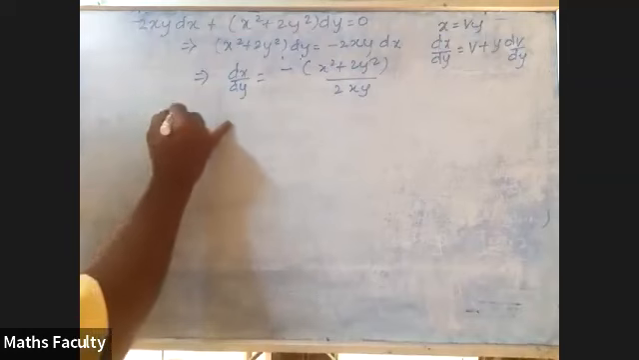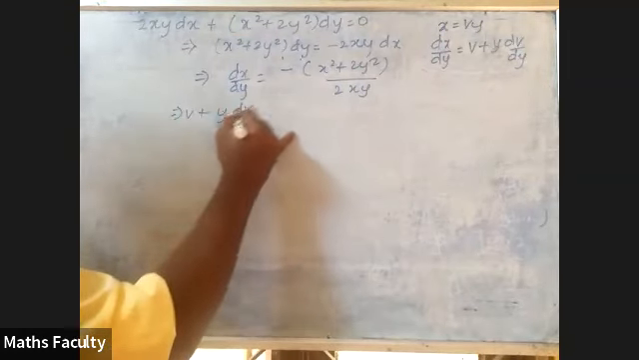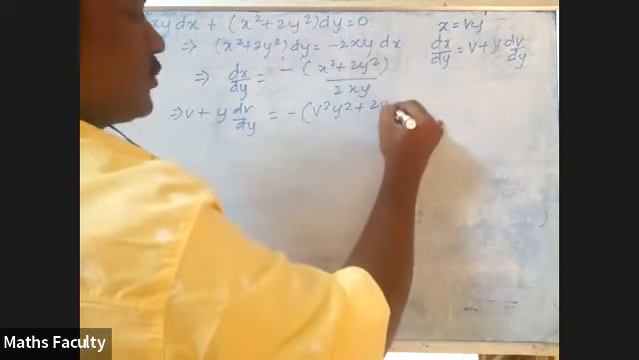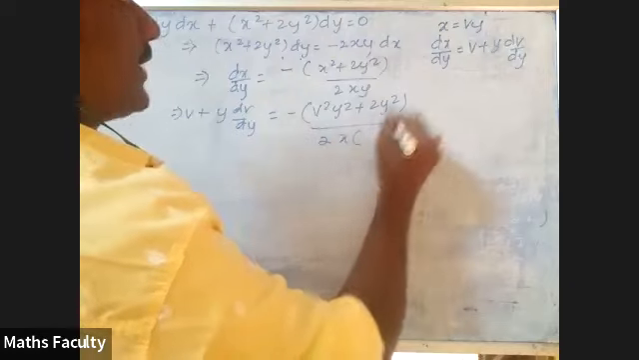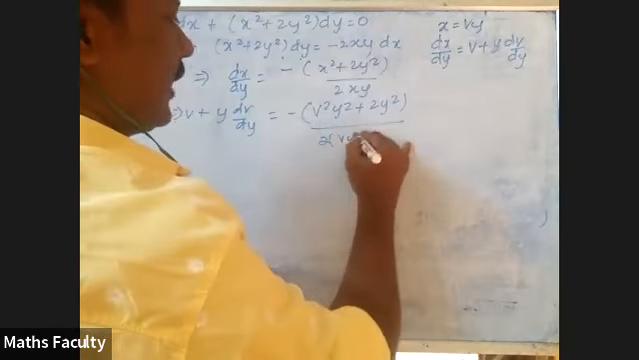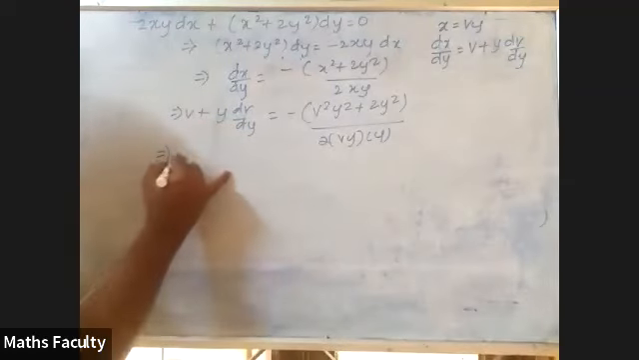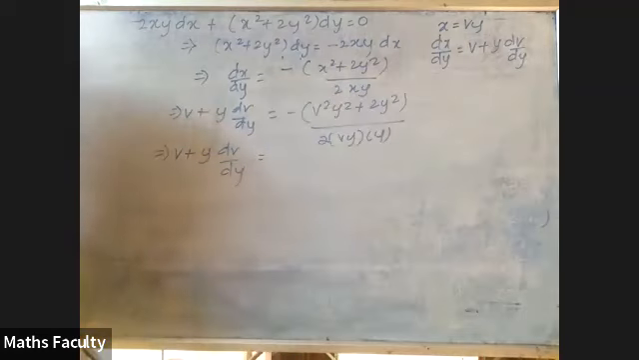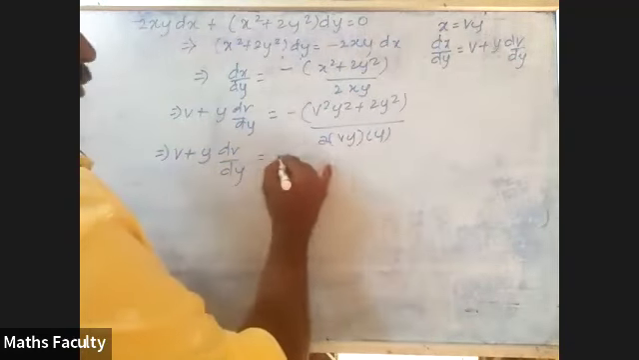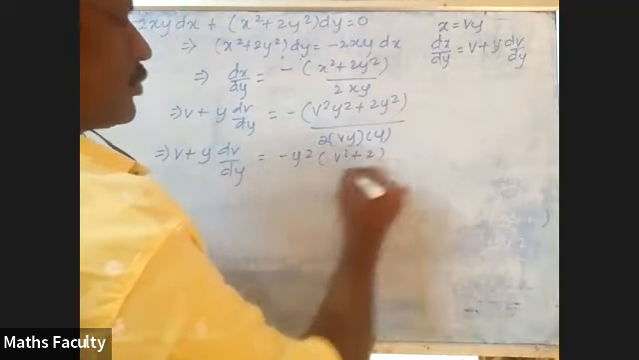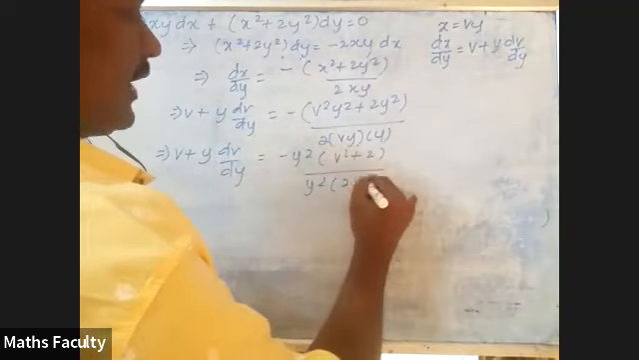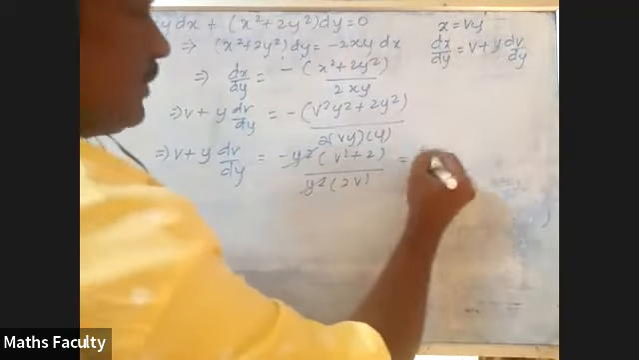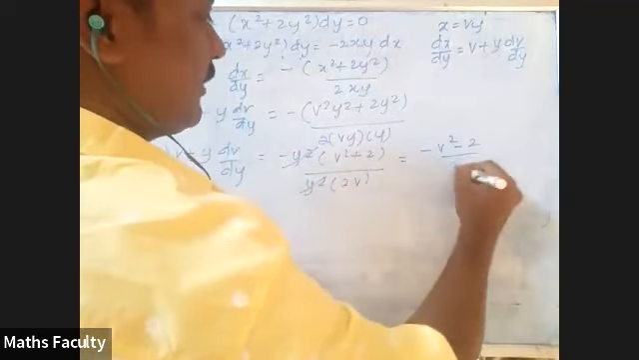So I can write this as v plus y dv by dy is equal to minus x square, and x in terms of vy gives v square y square plus 2y square. Therefore v plus y dv by dy is equal to minus y square into v square plus 2 over y square into 2v. Taking y square common and cancelling, this 2 gets cancelled. Simply we have minus v square minus 2 divided by 2v.